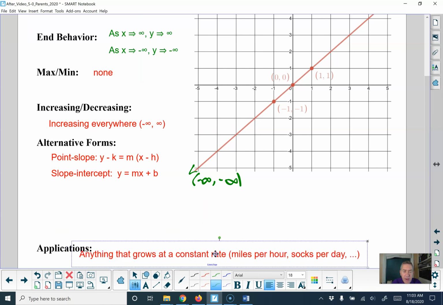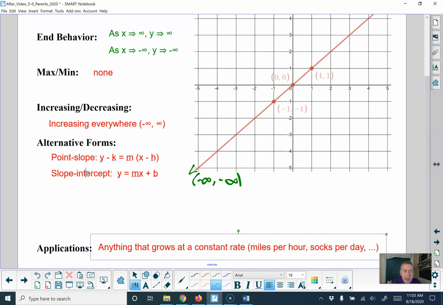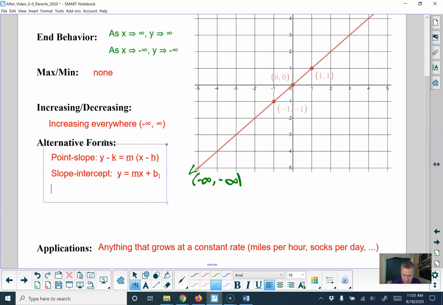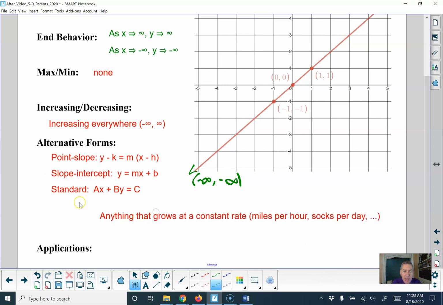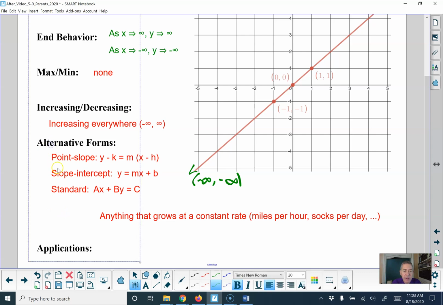You also know, perhaps you remember, standard form of an equation. Standard form of a linear equation is a times x plus b times y equals c. The advantage there is you can actually handle vertical lines, and you can't handle a vertical line with point slope or slope intercept because the slope is undefined. So that makes it tough. If it's undefined, you can't really use it.